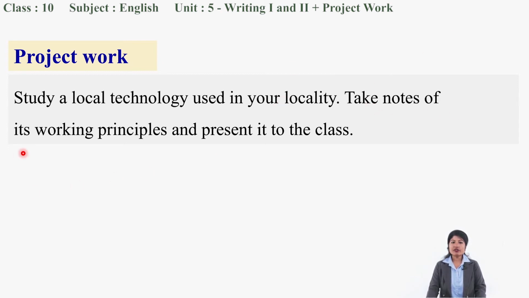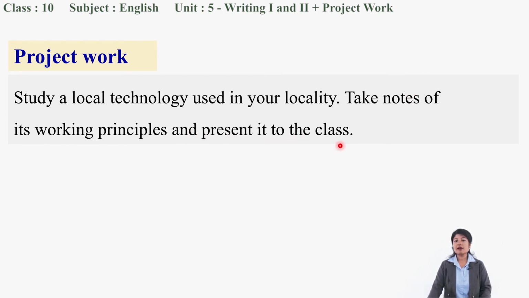Take notes of its working principle. What principle? You know, there are always principles in science, right? It is not the principal of your school. Principle is the law. How does it work? How does this function? The rules, main rules, principles, and present it to the class.